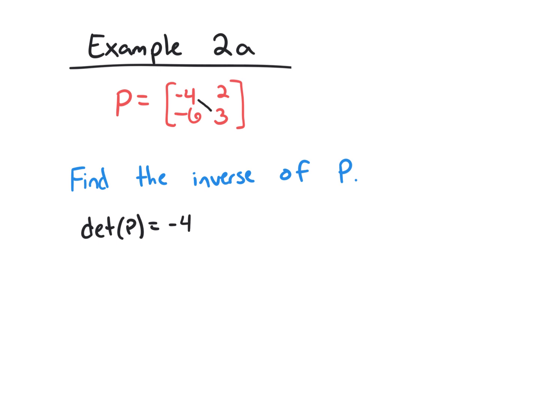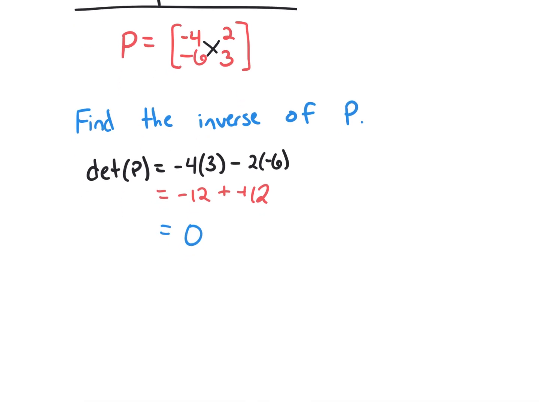So I take -4 times 3 minus 2 times -6. And then we keep going. -4 times 3, -12. Minus 2 times -6. -12. What happens to those two negatives? Become positive. -12 plus 12. 0. Now that I have the determinant, can I find the inverse?